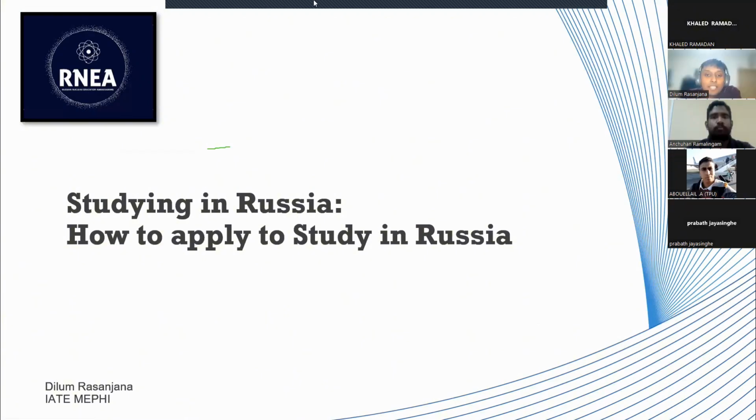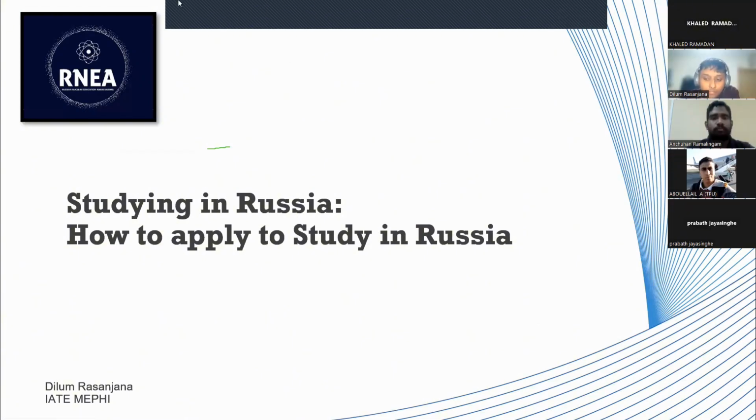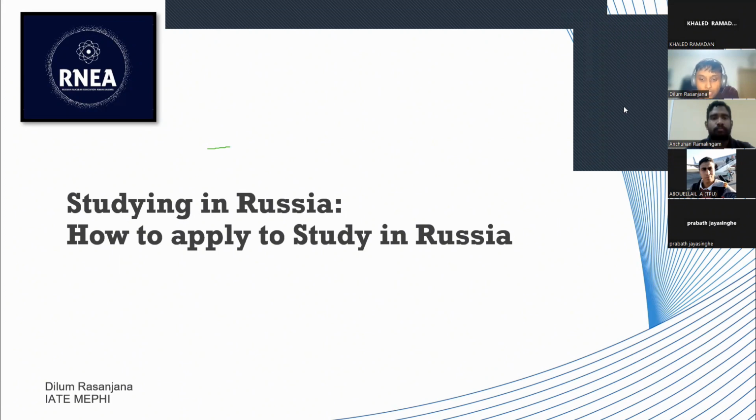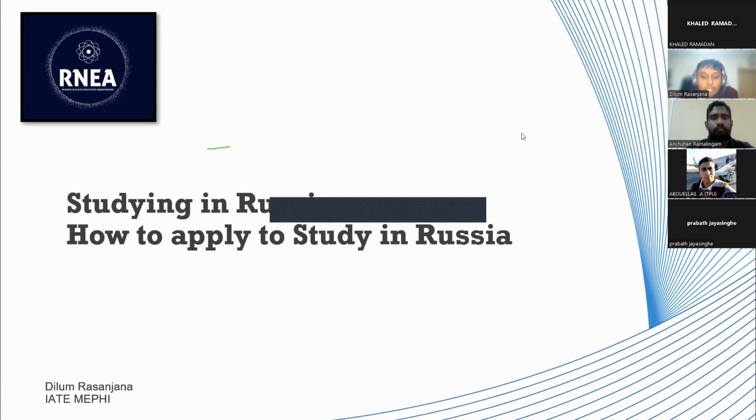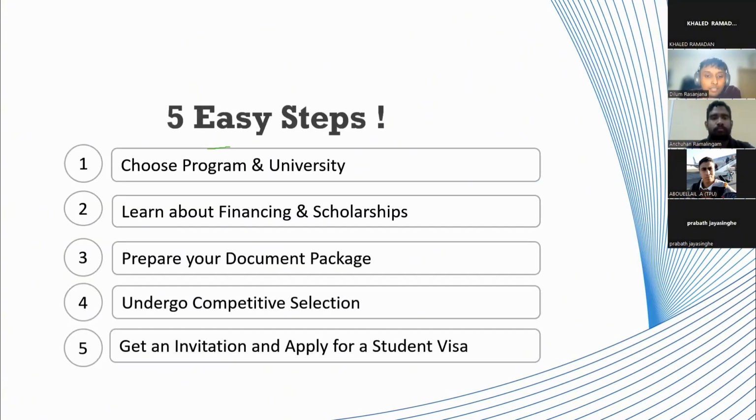Hello, everyone. I'm excited to share with you the opportunities available for studying nuclear power engineering or any related disciplines in Russia. In these slides, let's see how you can apply, briefly. There are 5 easy steps you can take. You can choose your university or your program, learn about financing and scholarships, prepare a document package, undergo a competitive selection, and finally get an invitation.